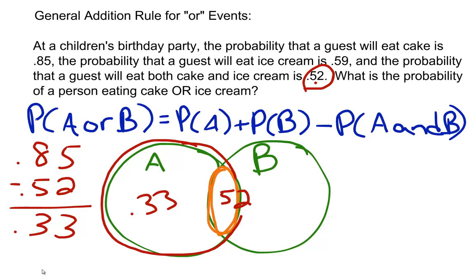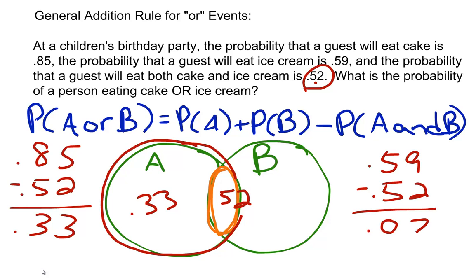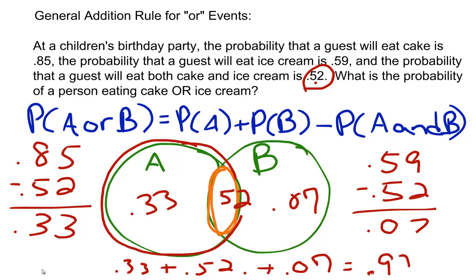We do the same thing for ice cream. I know that the probability of a person eating ice cream is 0.59. I subtract the overlap region, minus 0.52, and that gives me 0.07. To determine the probability or likelihood of a person eating either cake or ice cream, we simply take the sum of the three decimals, 0.33 plus 0.52 plus 0.07, which equals 0.92 or 92%.